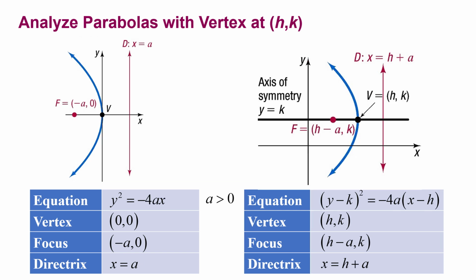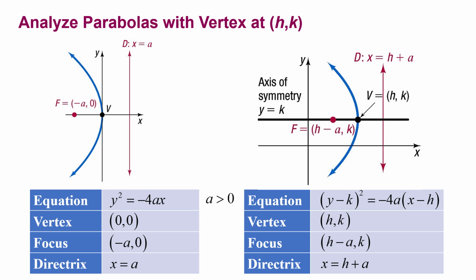On this next slide, on the left-hand side, we have the graph of the parabola y squared equals -4ax, which is a parabola opening to the left, vertex at the origin, focus at the point -a, 0, and directrix is the line x equals a.